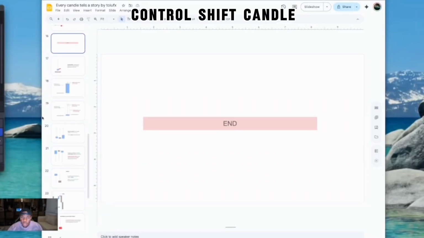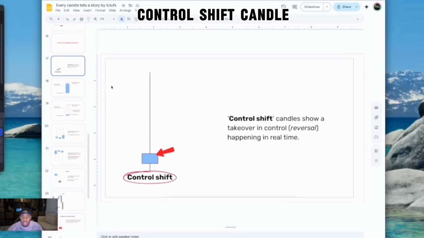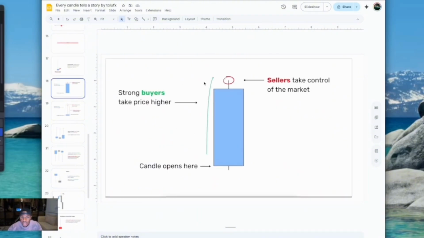Now let's dive in. Our focus and topic for today is going to be the control shift candle, and this right here is a perfect example of what a control shift candlestick looks like. Control shift candles show a takeover in control, a reversal happening in real time. Anytime you see a candlestick like this print, it tells you that at a certain point in time there was a reversal happening in the market. This is a perfect example of how a control shift candlestick is formed.